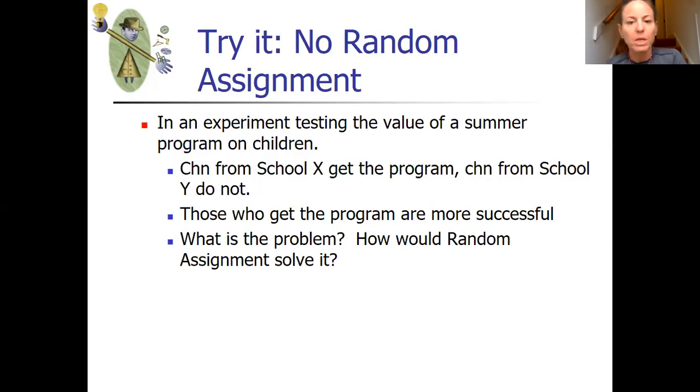Oh, I think I screwed it up. School X is the rich school, actually, and school Y is the poor school.